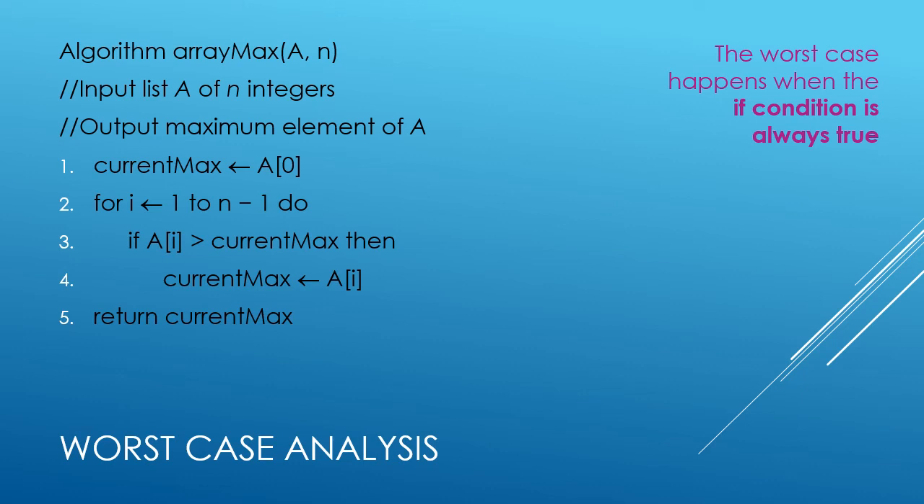But when you compare 9 with 15, 15 is larger. So then you put 15 in current max. Finally, when you compare 15 and 17, 17 is larger. So you put 17 in current max. So the worst case happens when the list A is sorted in ascending order.